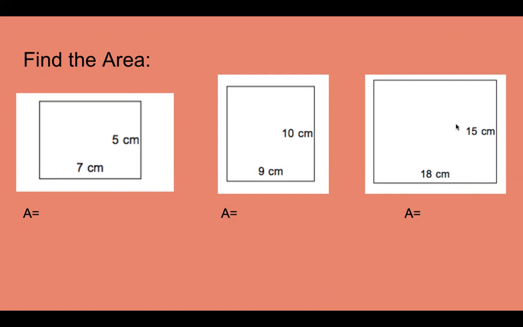All right, so you should have paused it and solved to get the area, which is multiplying one side by the other side. In this case, we have 7 times 5, which you should have got 35. 9 times 10 is, you should have got 90. So far, so good. And then 18 times 15, you should have got 277 centimeters.